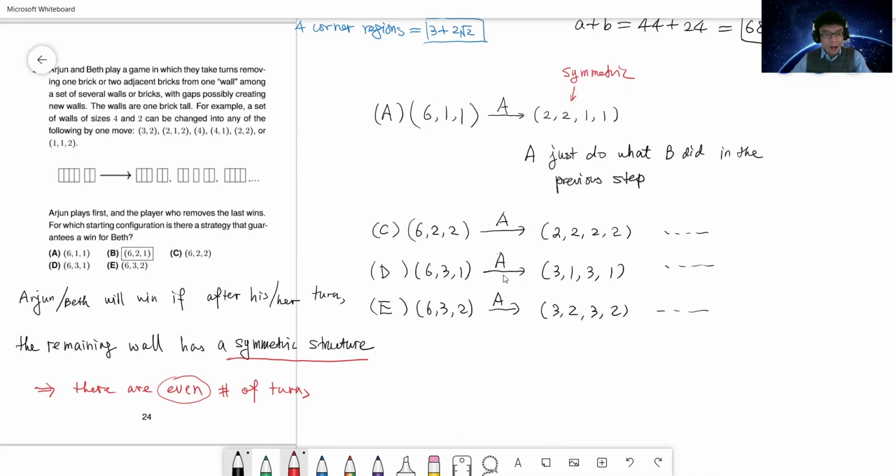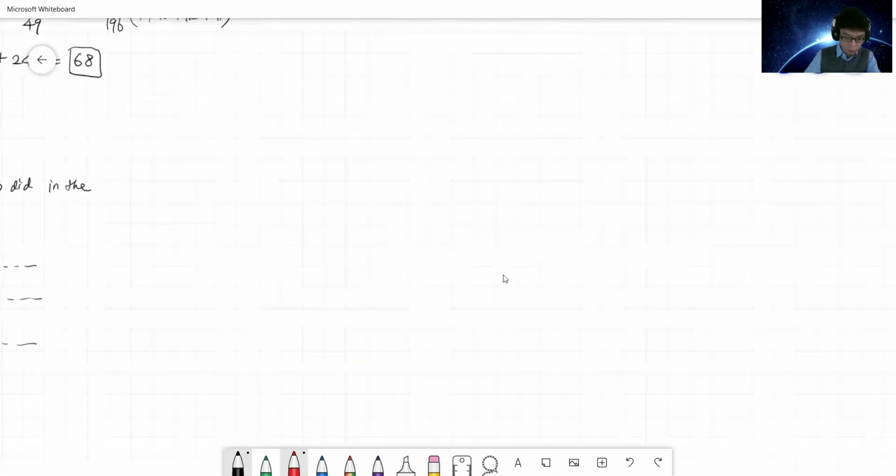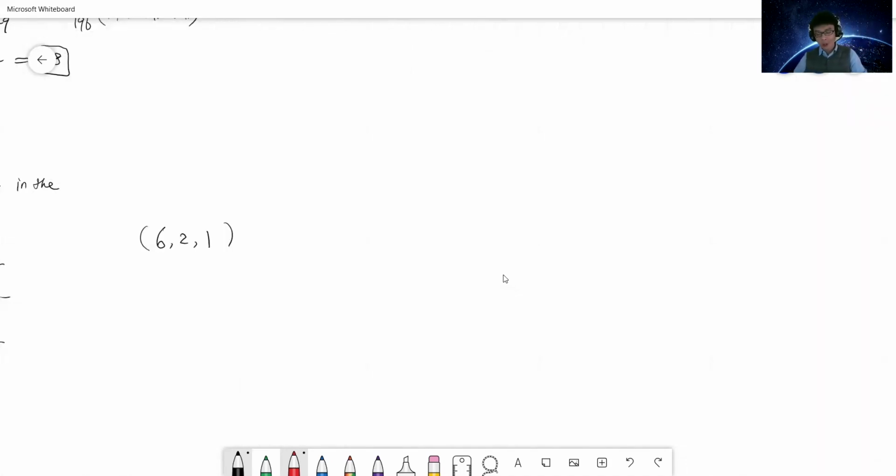For B, Beth has a strategy to win. B is 6-1. Let's discuss B. What's Beth's strategy? B will have 6-1. There are different cases, and in each case, Beth has a strategy to win. No matter what Arjun does in the first step, Beth always has a strategy to win. So for example, Arjun can remove one brick from 6. It will become 5-1. Okay, the first step is by Arjun, and he removed one brick.